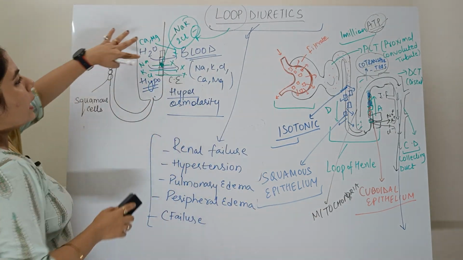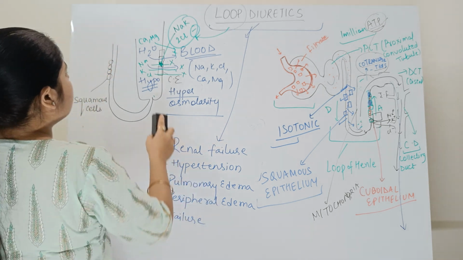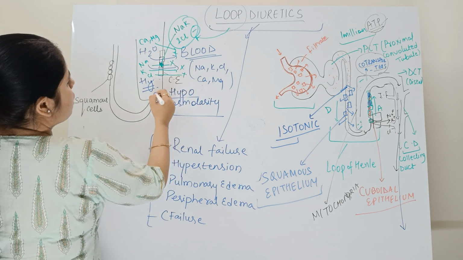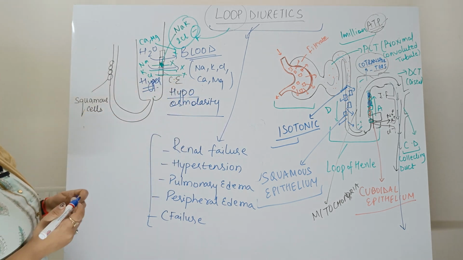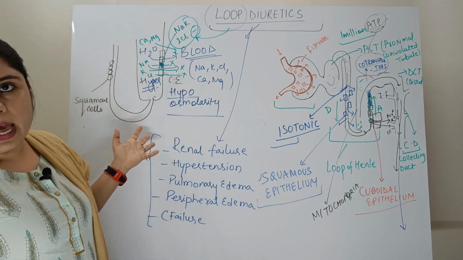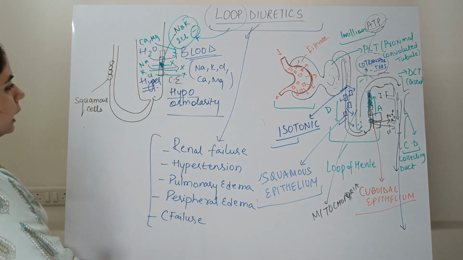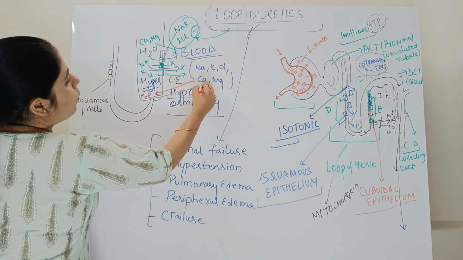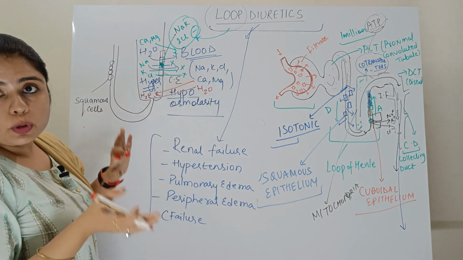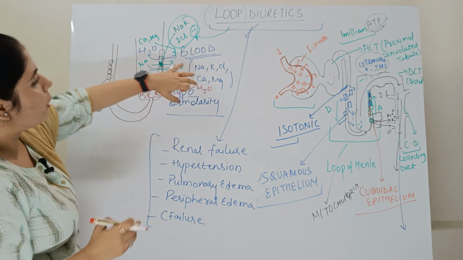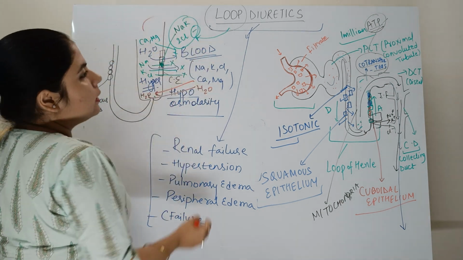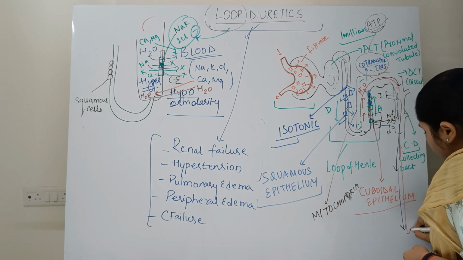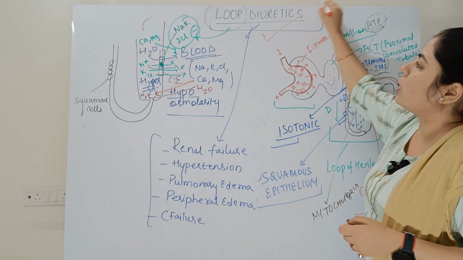And now, when all the ionic concentration is there inside the ascending loop of Henle, the blood will now become hypoosmolar, and inside the nephron we'll have hyperosmolarity. And when there will be hyperosmolarity, it will draw the water from the blood, and more water will be reabsorbed to balance out this osmolarity condition, and excessive water will be reabsorbed, and along with all these ions there will be an increased amount of water in the urine, and more water will be lost, which is the main primary function of loop diuretics.